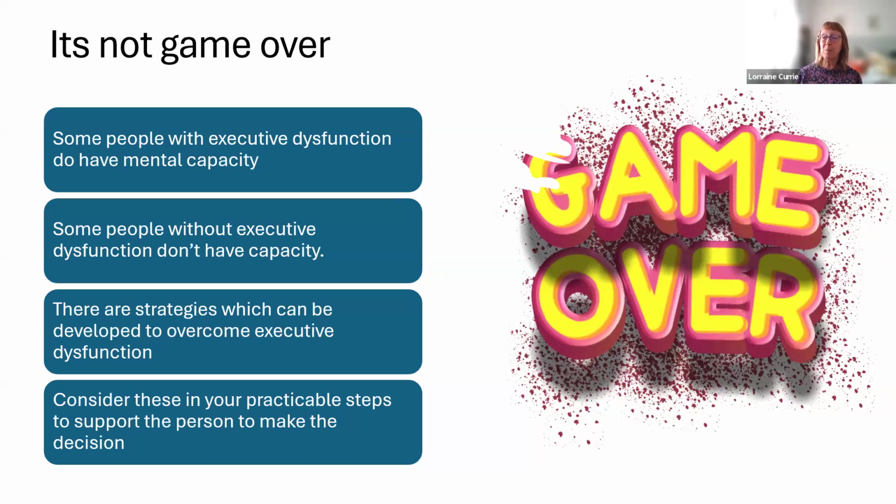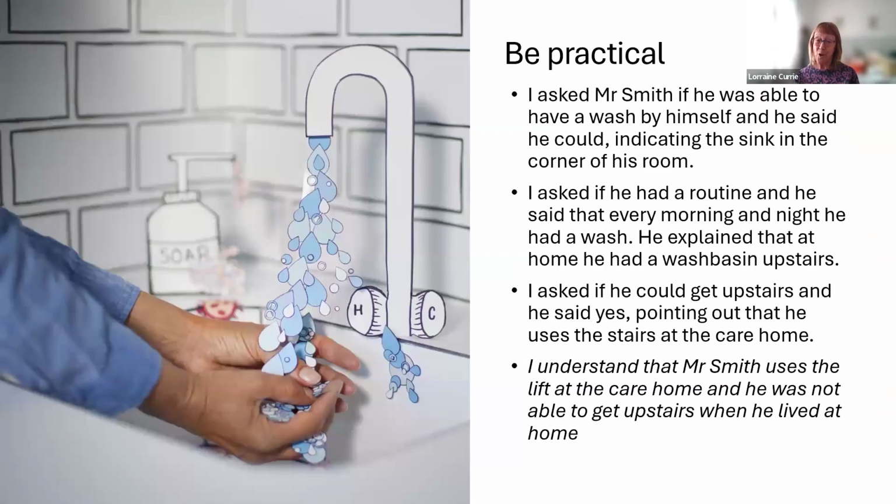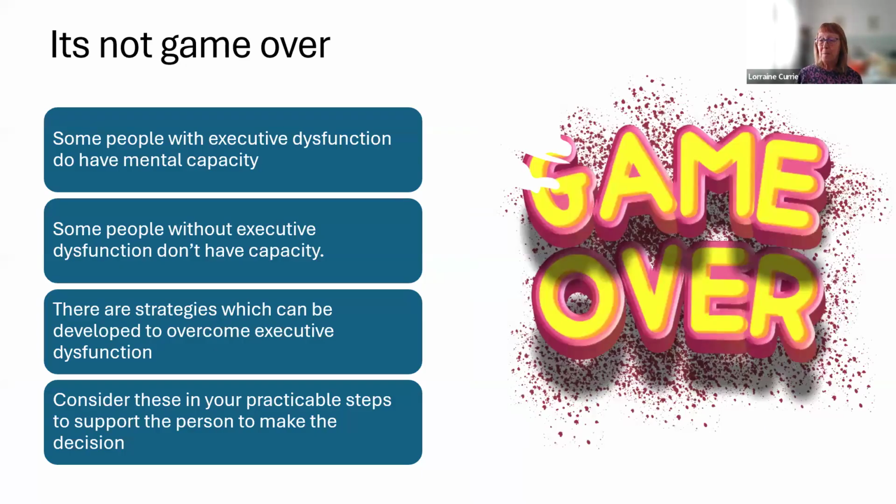So sometimes people with executive dysfunction do have mental capacity. And some people who don't have any executive dysfunction don't have capacity. I'm sorry, I hope you can follow those two things. What I'm saying is it doesn't all stand or fall on executive dysfunction, because there are strategies we can use, and we need to consider these when we're thinking about practicable steps to support a person to make a decision.